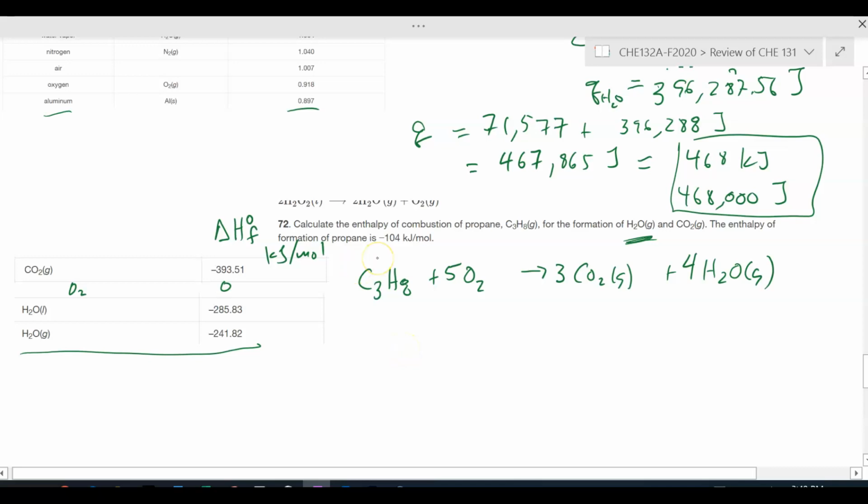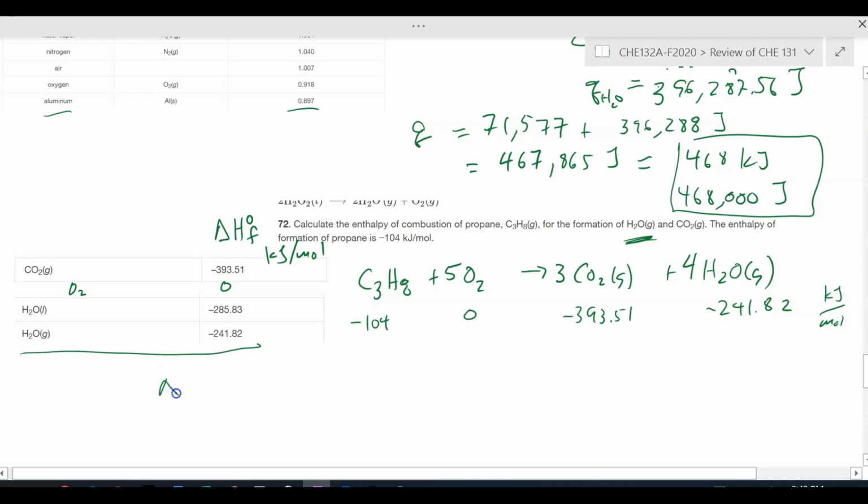Well, we do have the enthalpy of formation of propane. This one's negative 104. This is 0. This one is negative 393.51. And this one is negative 241.86. And those are all kilojoules per mole.